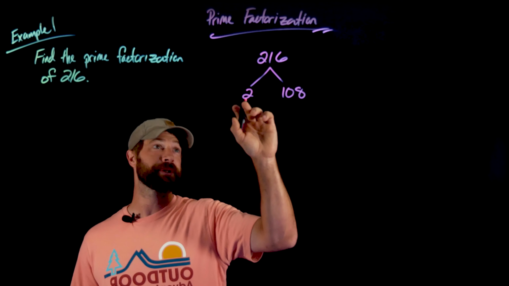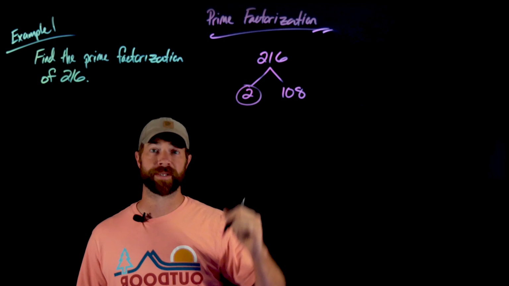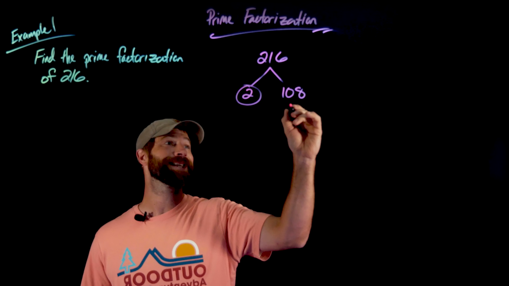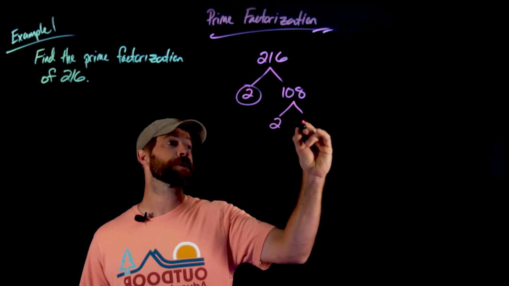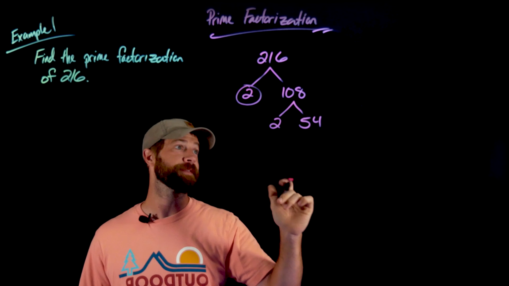I can't break up 2, so I would branch off a 2 here, but 2 is a prime number. I circle my prime numbers. It helps me keep an eye on them right there. So 108, I'm going to write this as 2 times 54. Again, just dividing that by 2 to find 54.